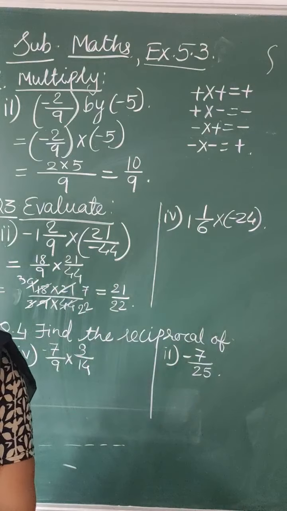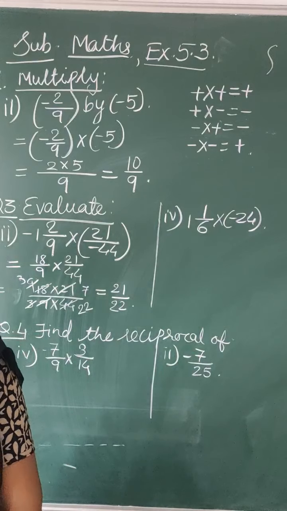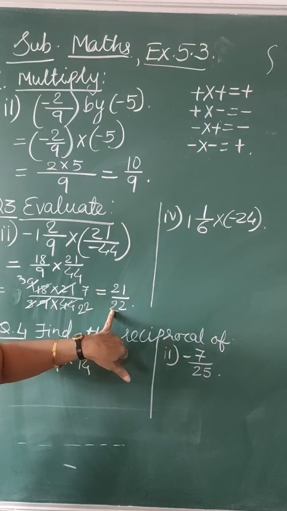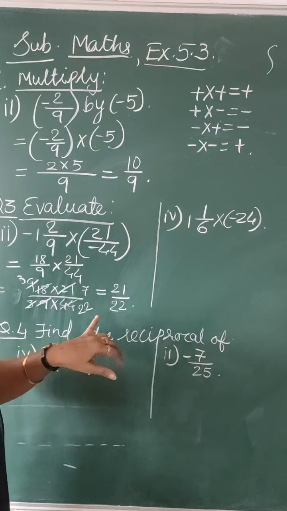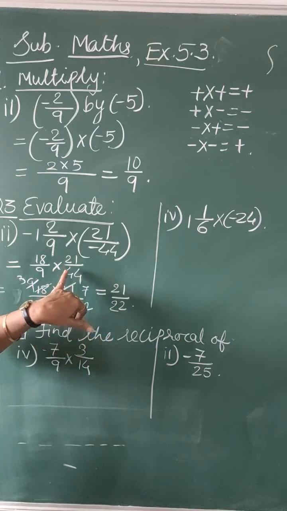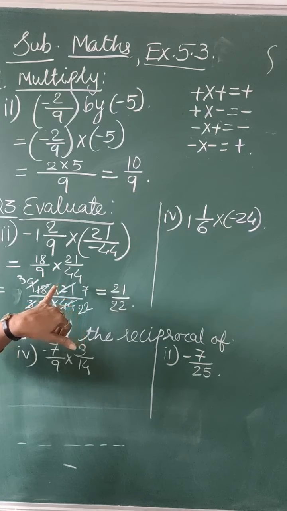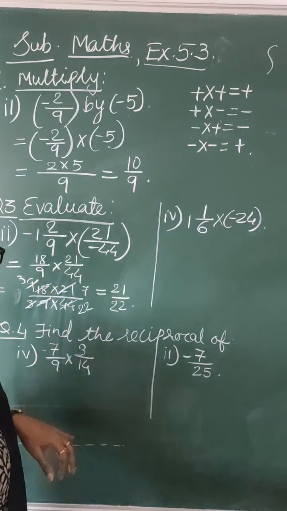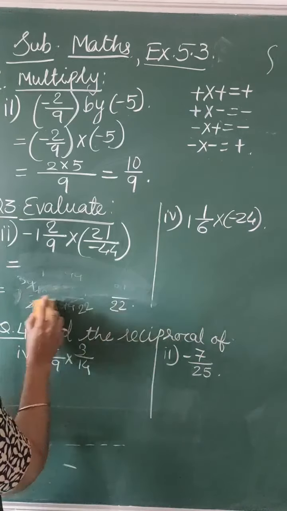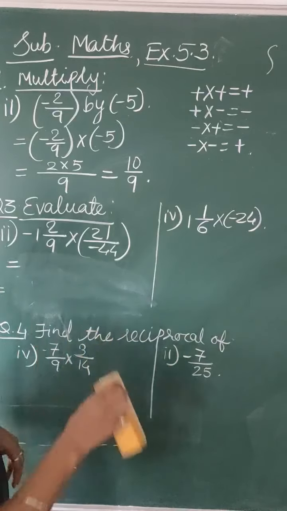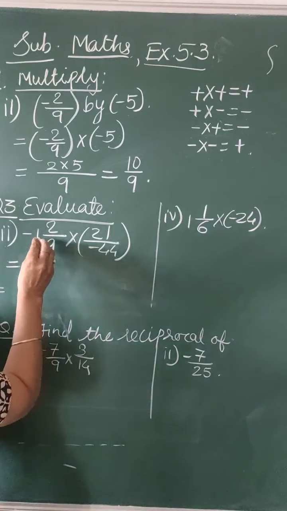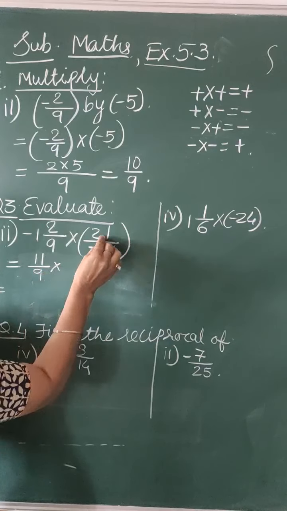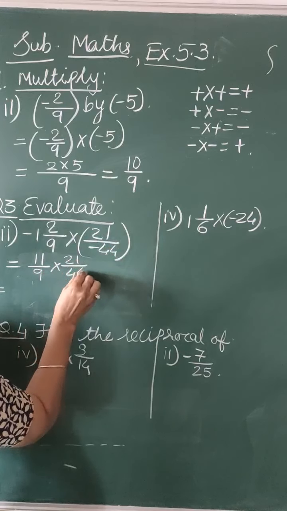Okay. Now see, 21 by 22 is the answer. Let us check it again. 18 into 21. Sorry children, here my mixed fraction is wrong. 9 1s are 9, 9 plus 2, 11. 11 by 9. Okay. And here 21 by 44.